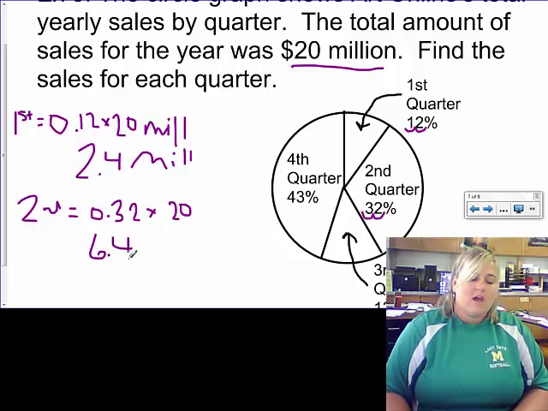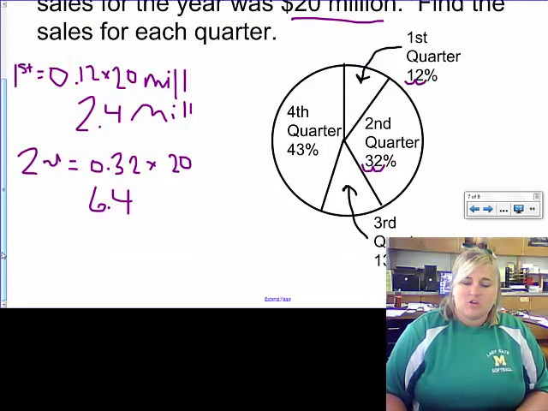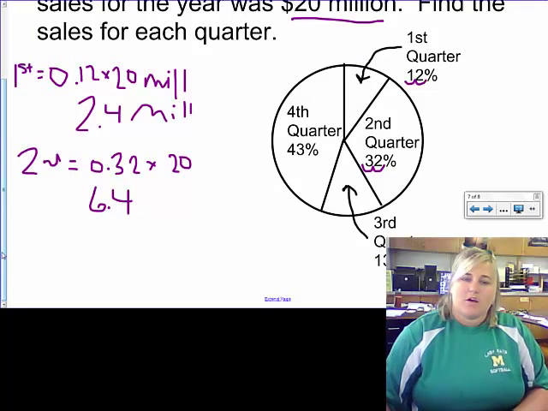And we can repeat this process for the third and fourth quarters. I want you to do that on your own paper and have that in your notes. Make sure that you've taken good notes.